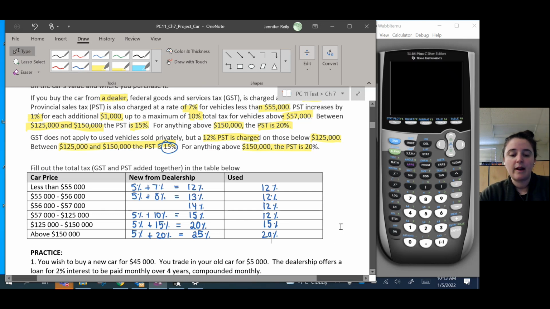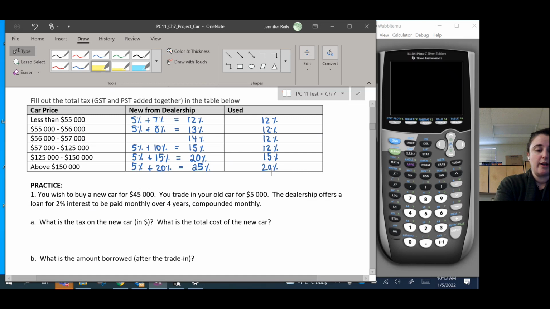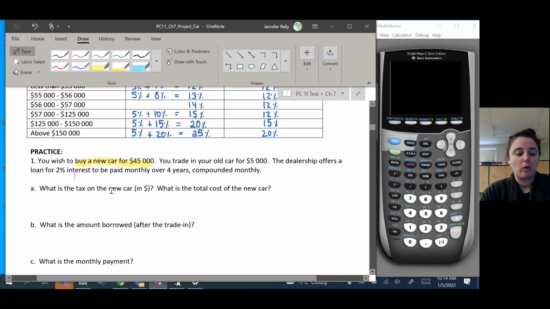Okay, so let's do an example together, and then there are going to be two for you guys to pause and try. Let's say we want to buy a new car for $45,000. So we're buying a new car, which means we're going to be in this category of taxes here. We trade in our old car for $5,000, and the dealership offers a loan of 2% interest to be paid monthly over 4 years compounded monthly. What is the tax on the new car?